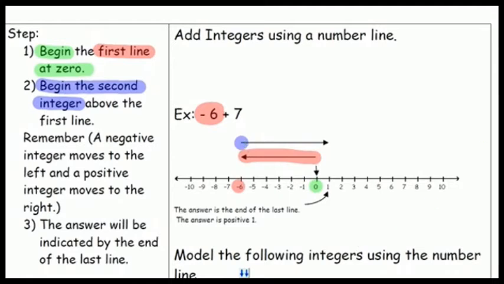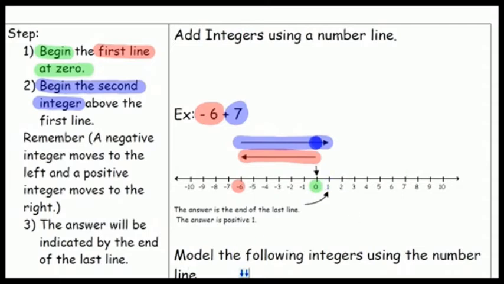Now we're going to go from negative 6. We're going to move 7 spaces to the right. If we move 6 to the right, we're right back at 0. But we have more space. And we end up right at positive 1.